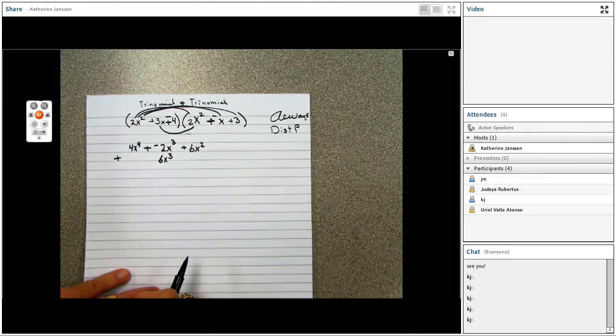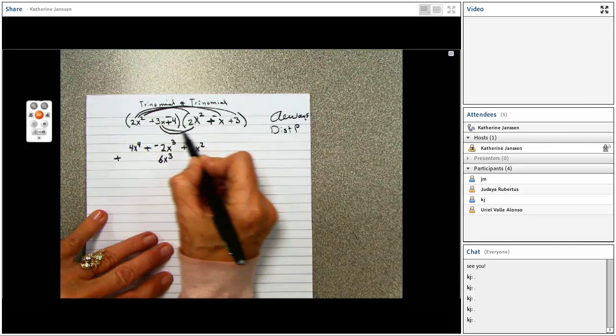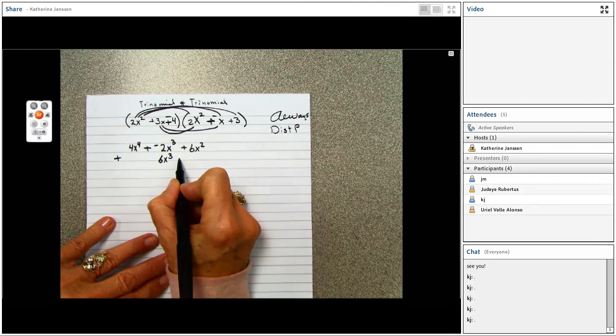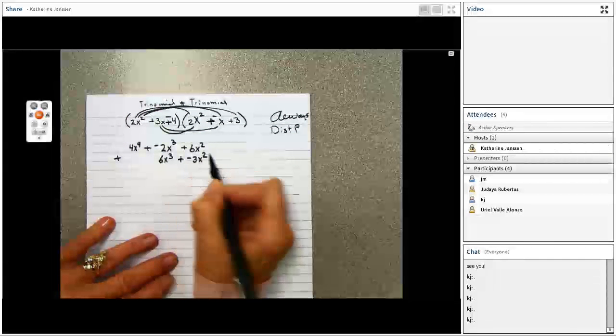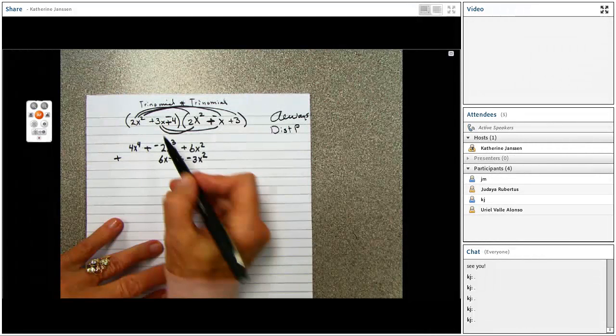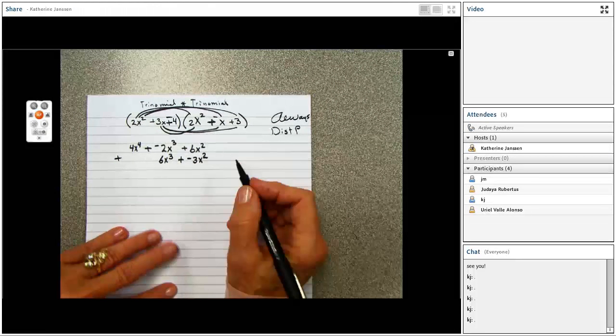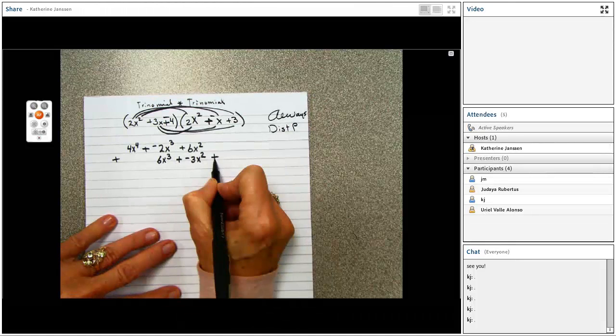I'm columnizing. It might be another way that works a little easier for you. 3x times a negative x would be a negative 3x squared. And 3x times 3 is going to be plus 9x.